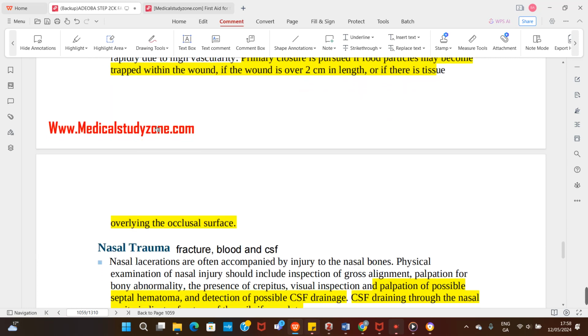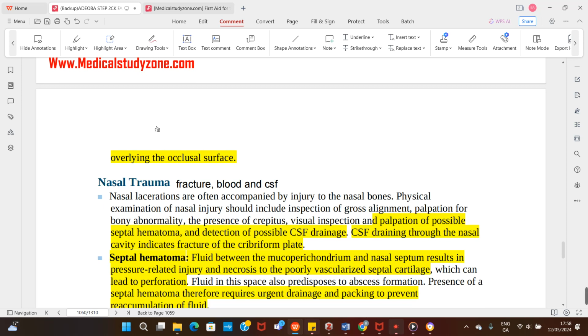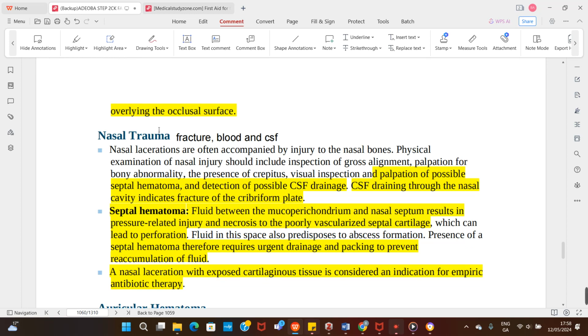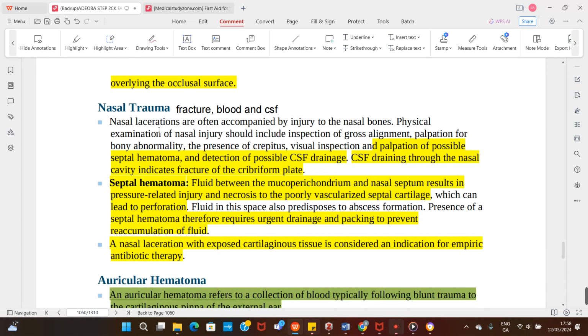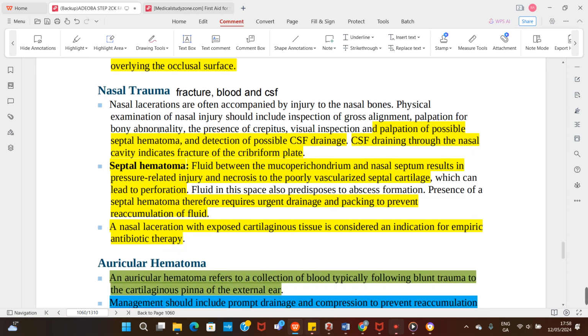So if there is tissue trapped over the occlusal surface, that wound might be difficult to close by itself. That's what I mean. So you might need to do your primary closures by yourself. So tissue, foreign body, and injury more than 2 cm, do your primary closure of your gingival or your buccal injury. Then moving on to the nasal trauma.